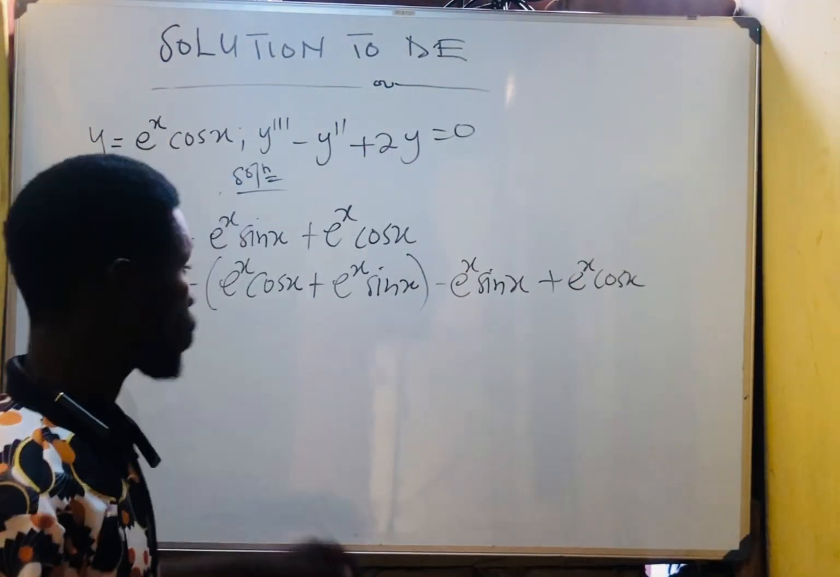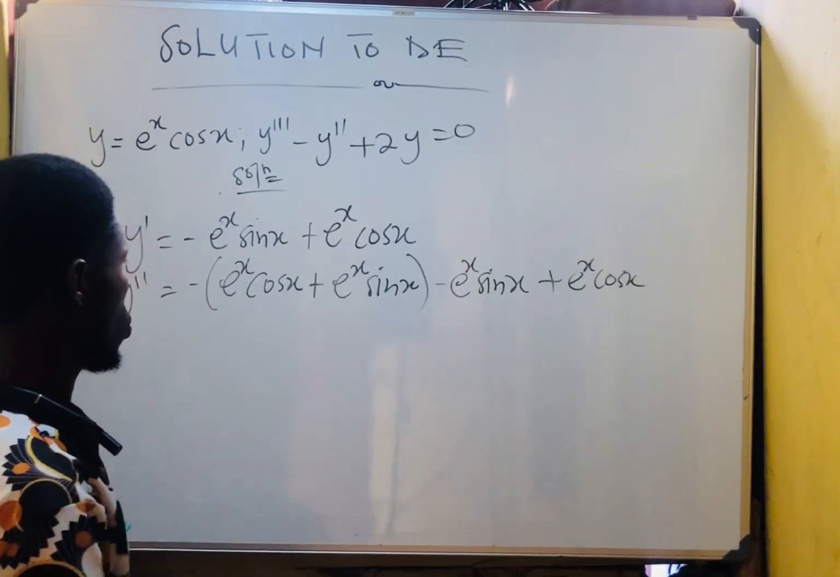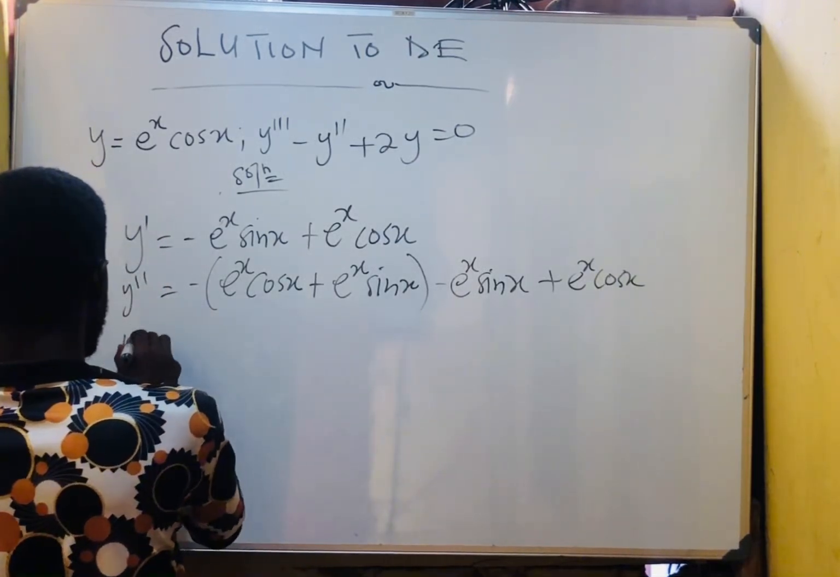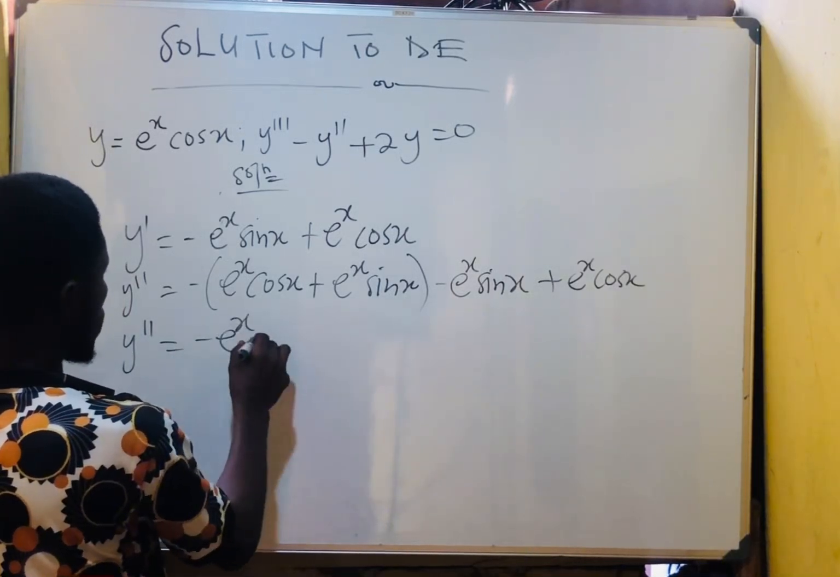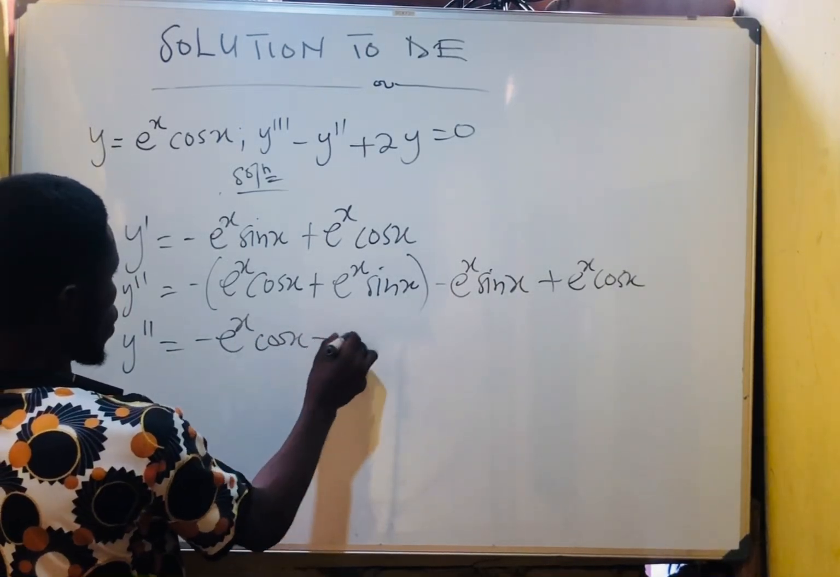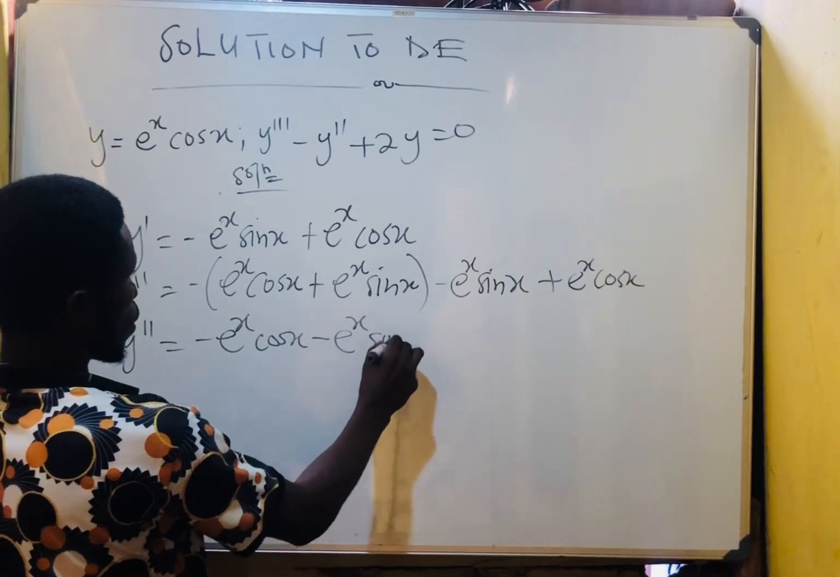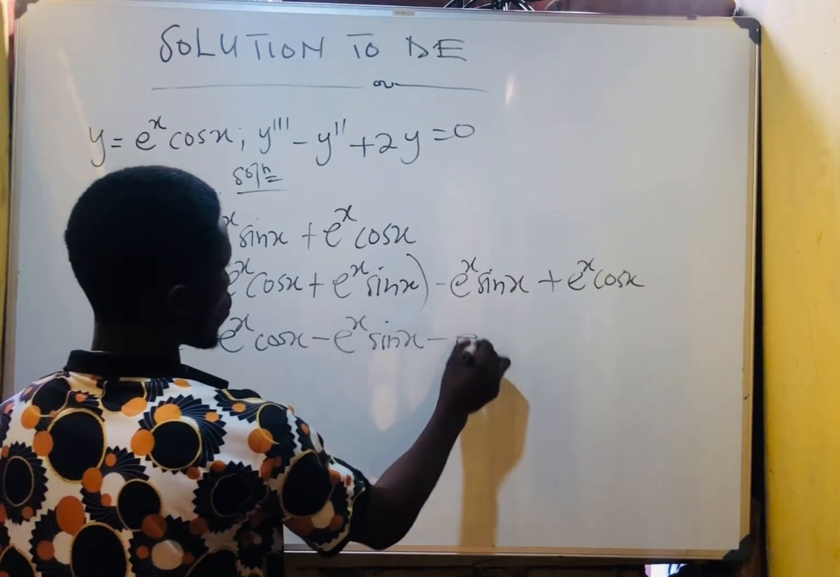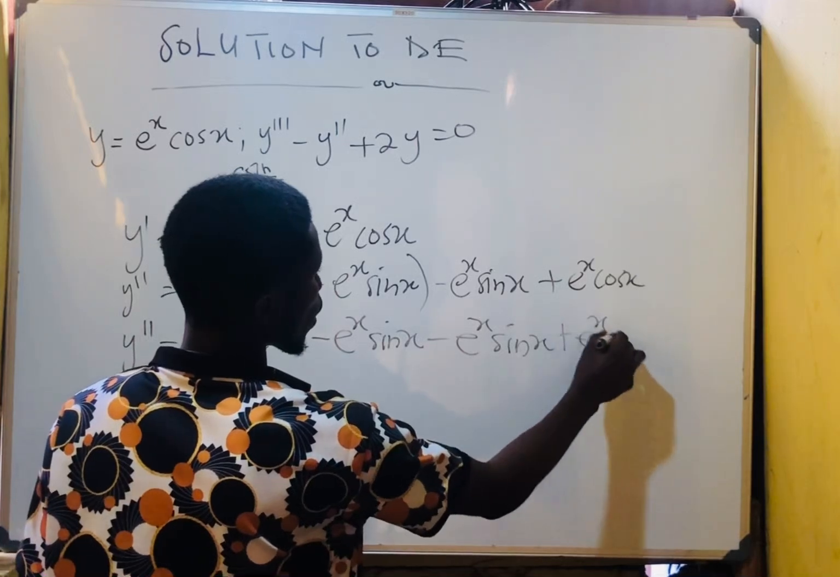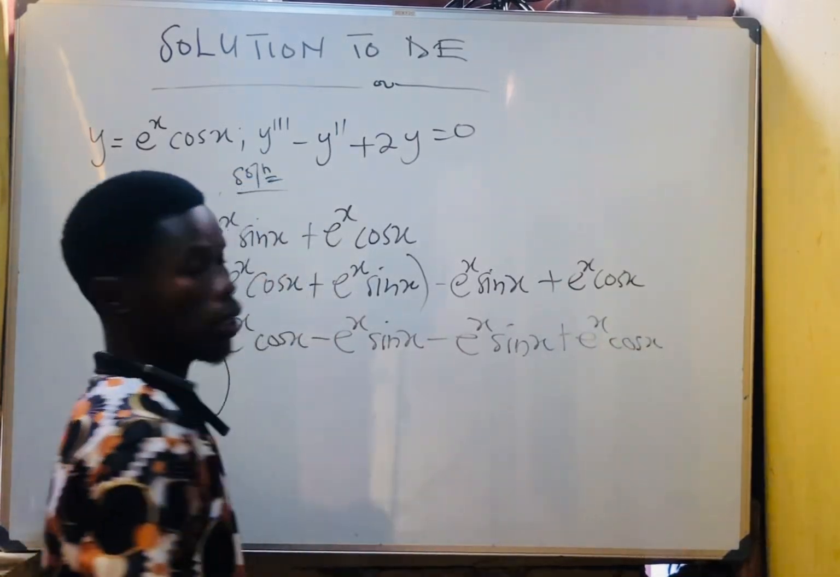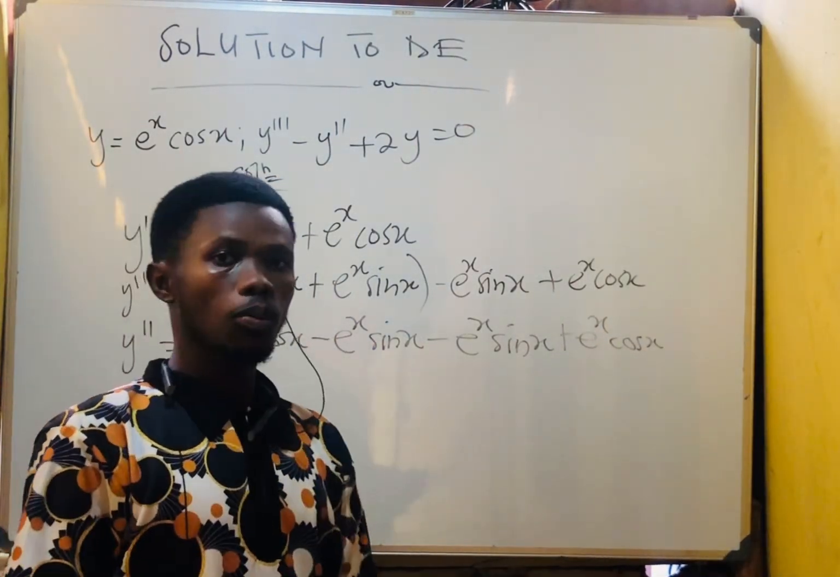So I can decide to expand this one. So let me multiply through by the negative. So y prime prime, I'm going to have negative e to the power x cos x minus e to the power x sine x minus e to the power x sine x plus e to the power x cos x. Is that okay? If you can group like terms, you group them.